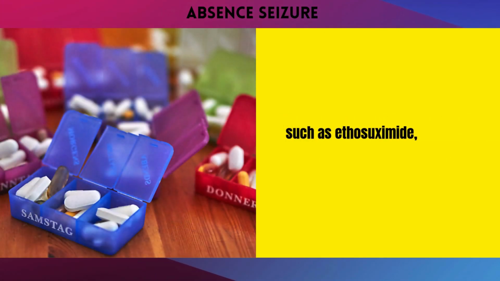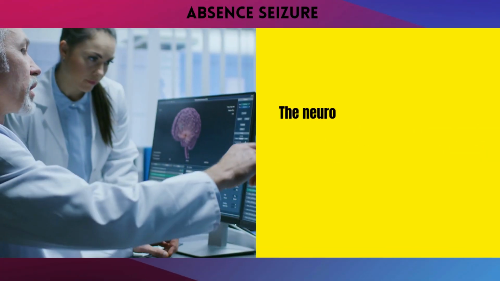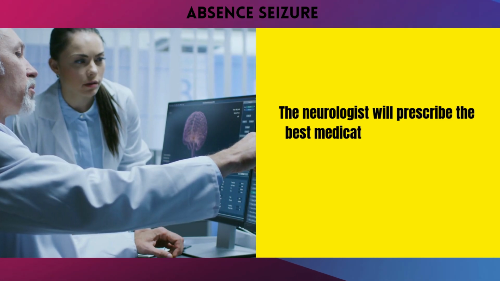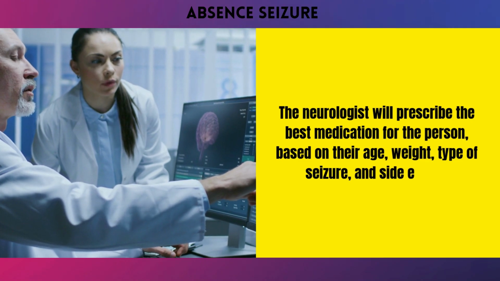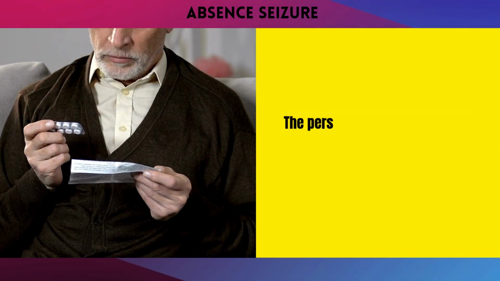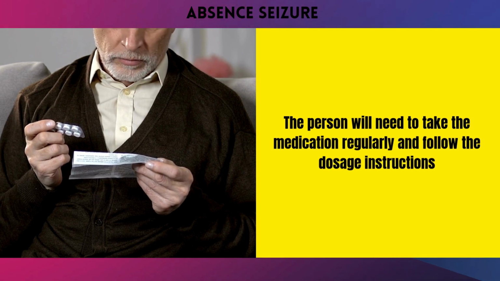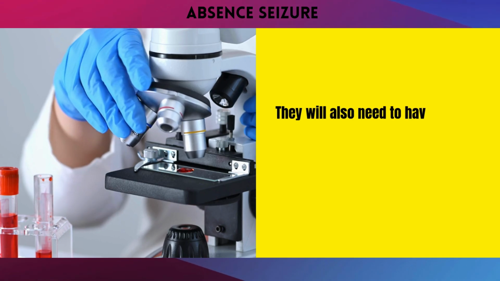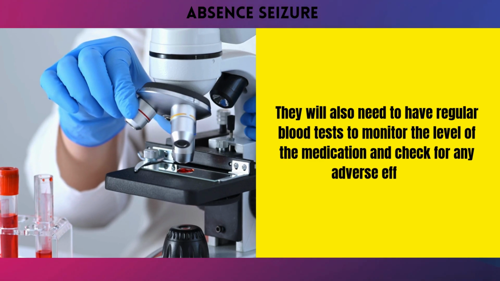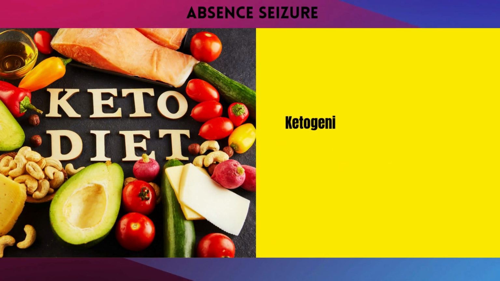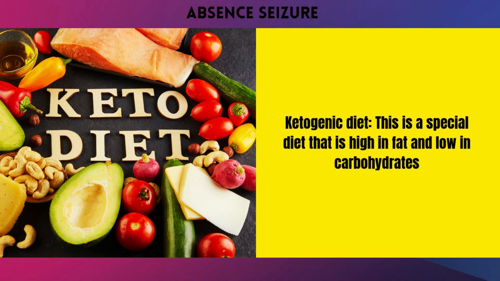ethosuximide, valproic acid, lamotrigine, or levetiracetam. The neurologist will prescribe the best medication for the person, based on their age, weight, type of seizure, and side effects. The person will need to take the medication regularly and follow the dosage instructions. They will also need to have regular blood tests to monitor the level of the medication and check for any adverse effects.